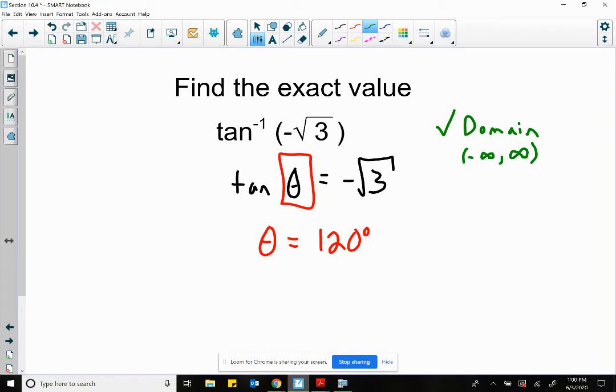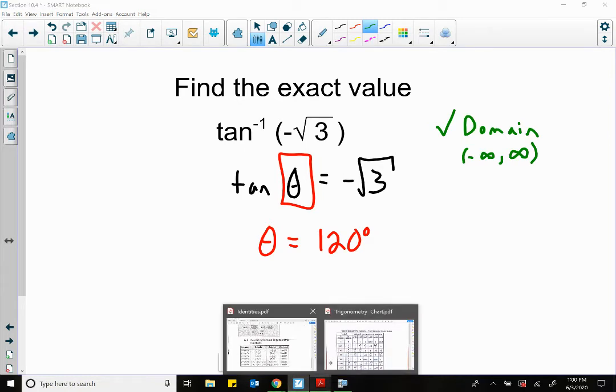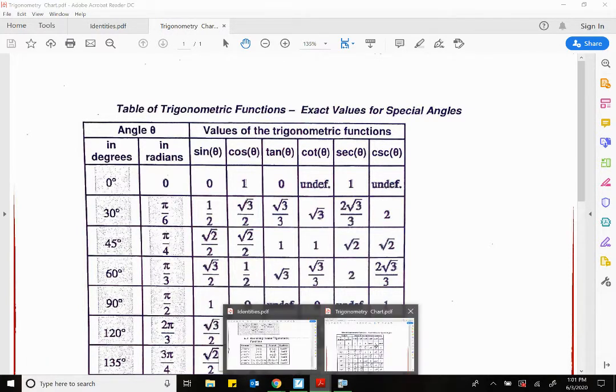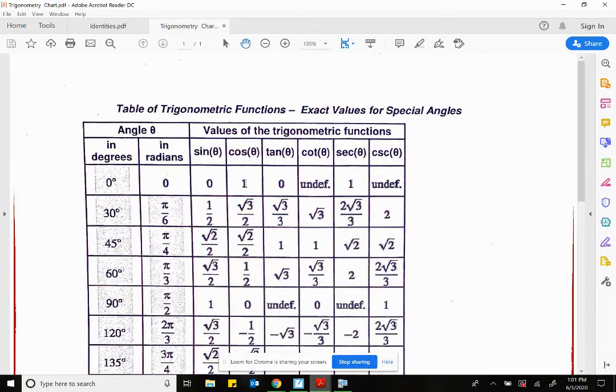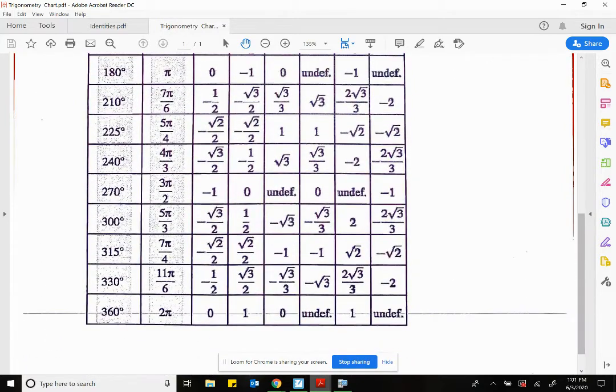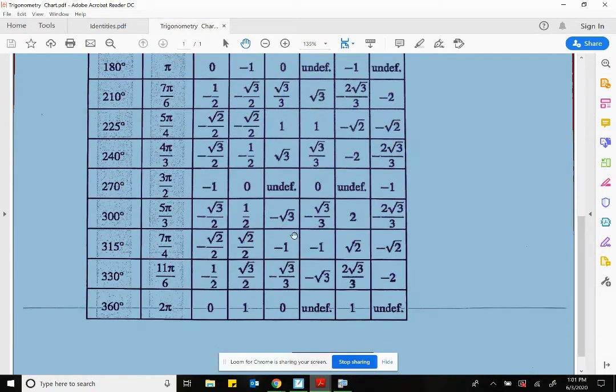So let's go back and let's take a look at this. Negative square root of 3. Tangent. Negative square root of 3. Right there. And it's in 120 degrees. And then let's look at another place. Where else do we have negative square root of 3? Oh, there we go. 330.